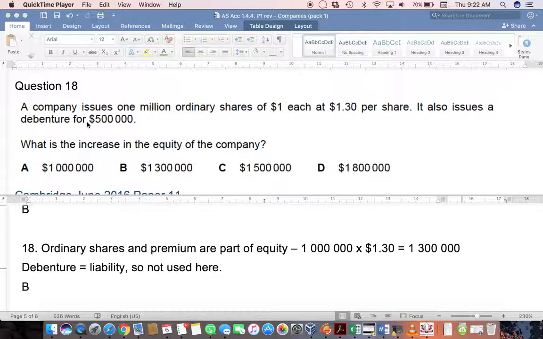So the question asks, what is the increase in the equity of the company? And for this purpose, we're actually going to ignore the debenture completely because it's not part of the equity. However, both our share capital and our premium are part of equity. So in fact, we'll use the full $1.30 and we get $1,300,000 as our answer, and we will therefore select B.